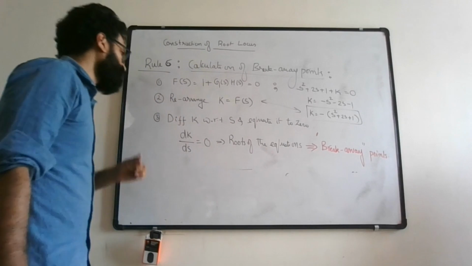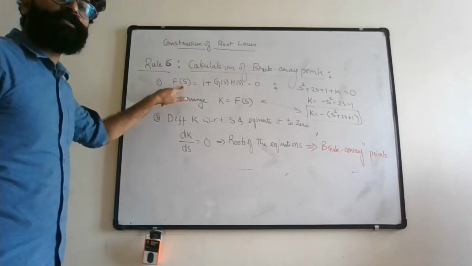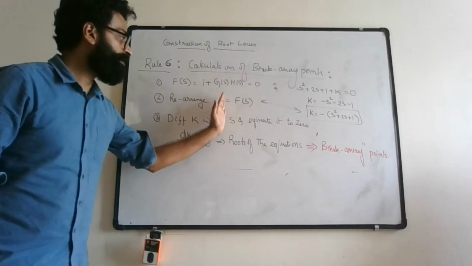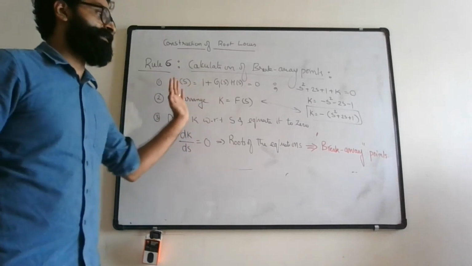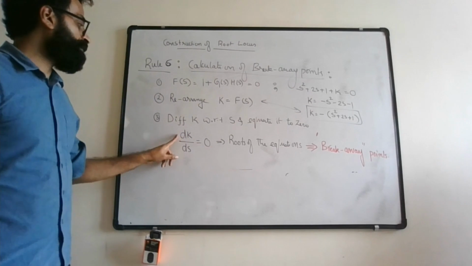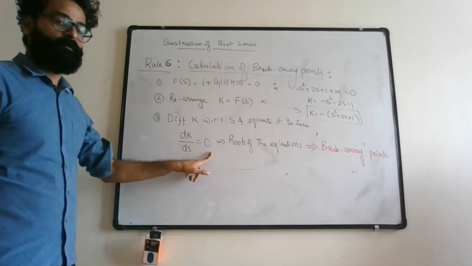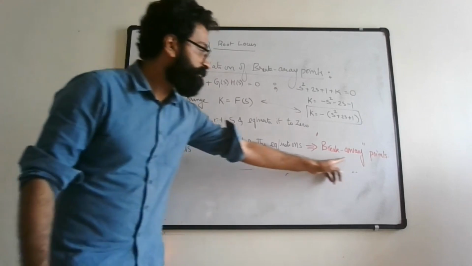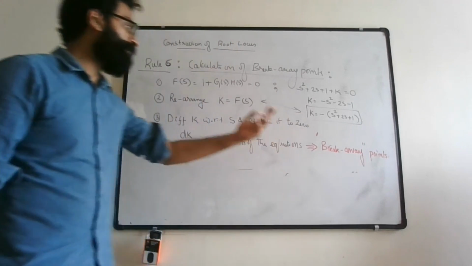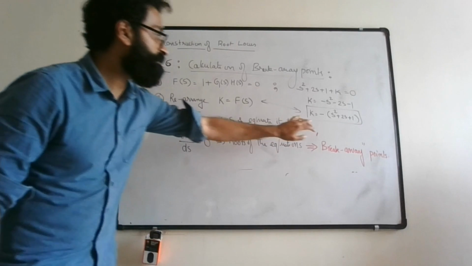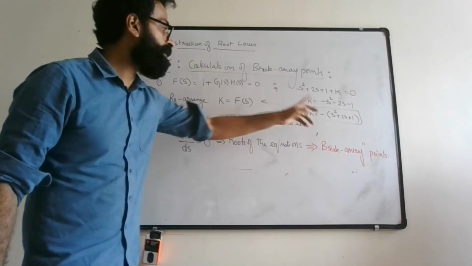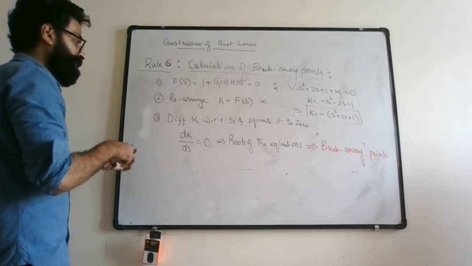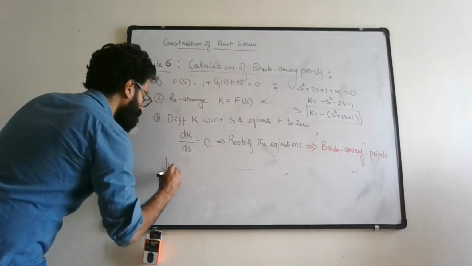Let me quickly wrap up. Write down the characteristic equation, rearrange it in such a way that you keep k terms on one side and s terms on the other. Then perform dk by ds and equate it to 0. When you do that, you get the roots of the equation, and the roots of the equation are nothing but the breakaway points. Since we have taken an example for k, you can quickly do step number 3. So dk by ds.